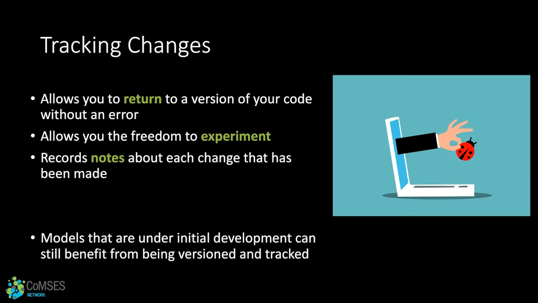Personally, I avoided using version software because I didn't want unfinished code to be publicly available. But you don't need to make your repositories public. You can begin a model and leave it unfinished for months. That's okay. Models that are still under active development and not ready to be public still benefit from being versioned and tracked in a version control system.